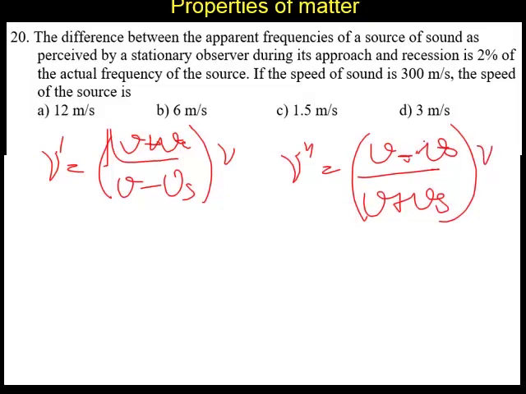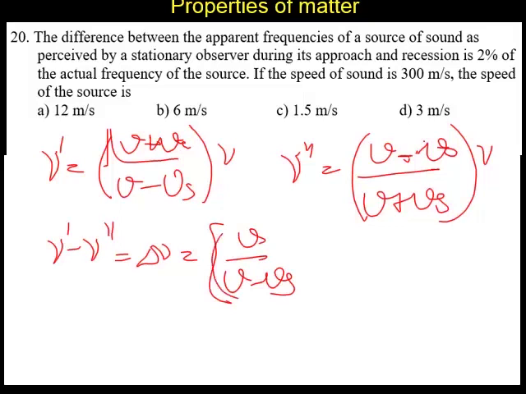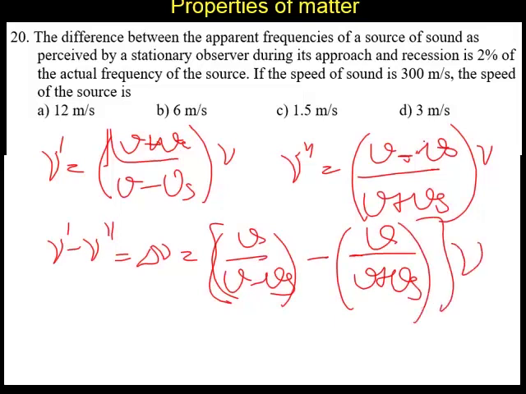So when one is approaching and then leaving, the net difference in frequency is ν' minus ν'', that is Δν. Substituting both equations, it is V by (V − Vs) for the first case minus V by (V + Vs) for the second case, into ν. We have removed V₀ in both equations because V₀ equals 0, as the observer is stationary.